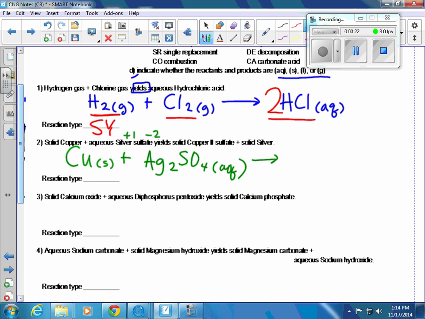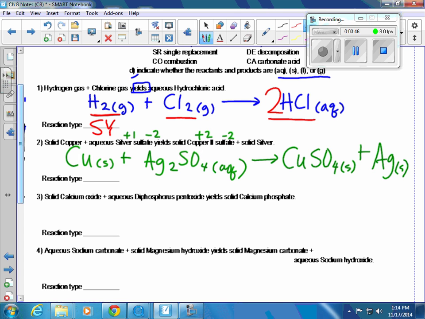So I have solid copper, aqueous silver sulfate yields solid copper(II) sulfate. Copper(II) is going to be +2, sulfate's -2. So my formula is CuSO4, and it tells us that it's a solid, plus solid silver, so Ag solid.